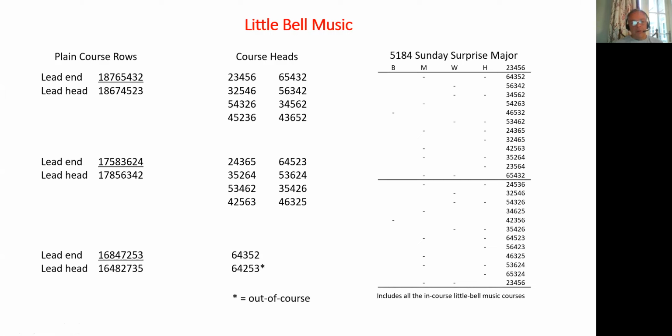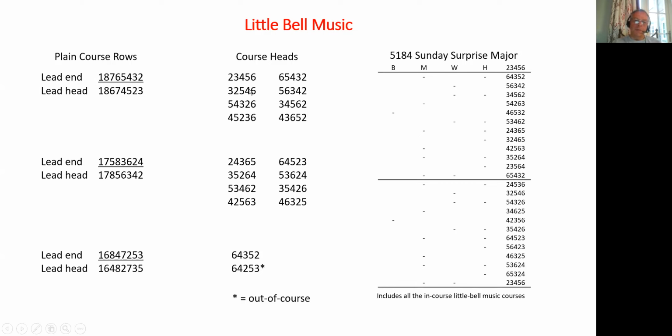The other thing that we do lots of nowadays is looking at little bell music, and by that I mean mostly runs of 2 3 4 5 or 3 4 5 6 typically. If you look at a plain course with rows on the left, this particular combination across the lead end to the next lead head, you'll see that at the back of the change we've got 5 4 3 2 at the lead end, followed by 4 5 2 3 at the lead head. And so that means in the plain course you're getting these nice runs, 5 4 3 2s.